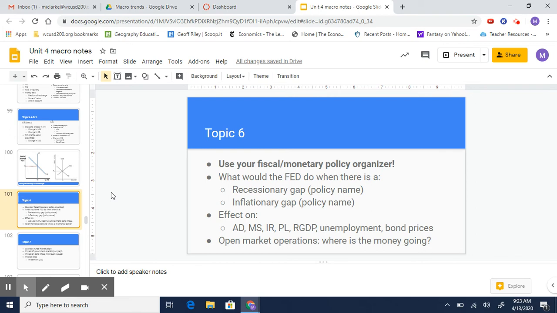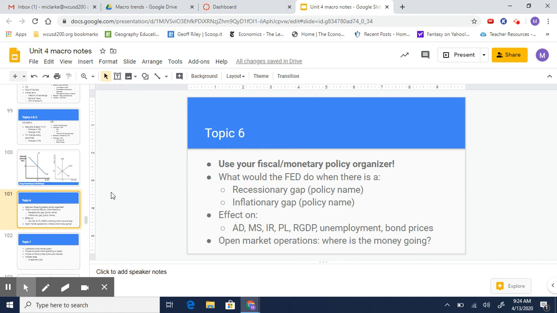I guarantee you that you'll get at least one question on the exam that has to do with a macroeconomic situation. So really quick, when there's a recessionary gap, put yourself in the role of the Fed. Recessionary gap means lower GDP, higher unemployment. What are you going to do? You're going to try and raise GDP, lower unemployment. So you're going to pursue something known as expansionary policy. That's the name of the policy, expansionary policy. So look at your cheat sheet there and find expansionary policy.